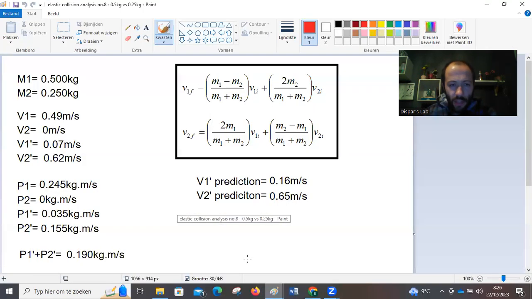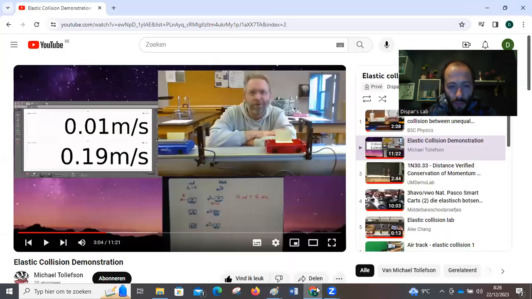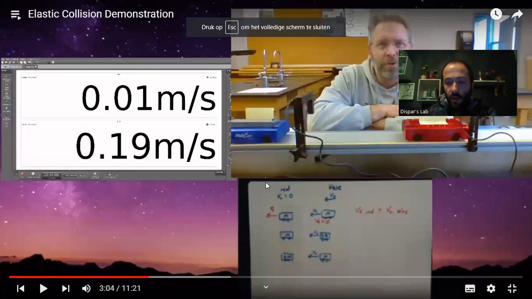And then the next thing is to prove that this equation here, that predicts the velocities after collision, is in fact a reliable equation, that it works. So those are the two things. So we're going to look at this experiment here.